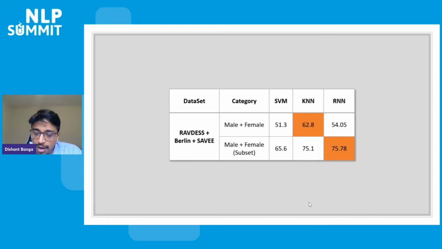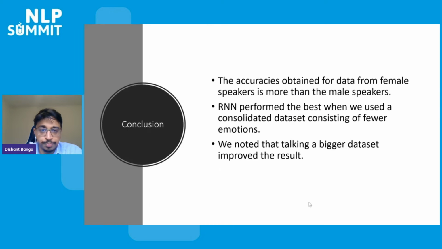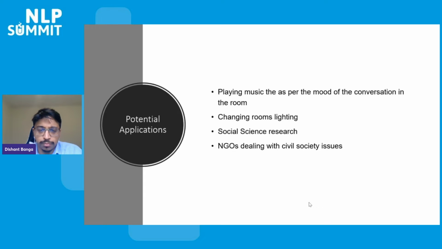These data sets are easily available on our GitHub repository. Our conclusion is that the accuracy obtained from female speakers is higher than from male speakers. RNN performed the best when we used consolidated data sets considering fewer emotions. We noted that taking bigger data sets improved our result, but not significantly.